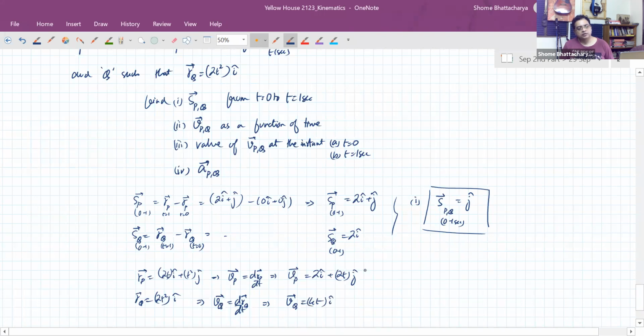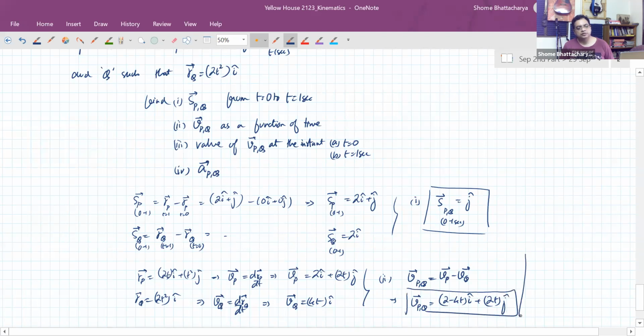Okay. So from this now you can see the second part, the velocity of P with respect to Q. The velocity of P with respect to Q as a function of time is (2 minus 4t) i cap plus 2t j cap.